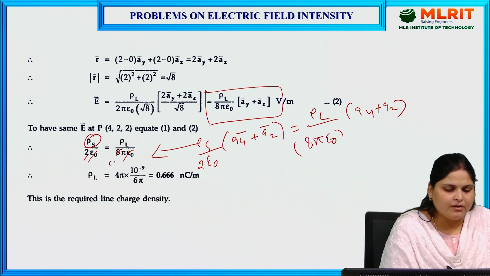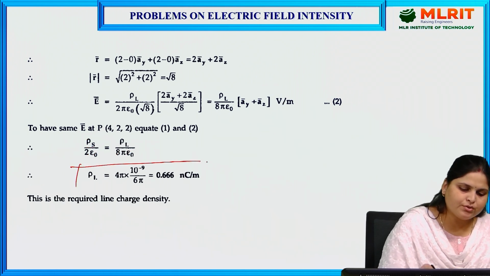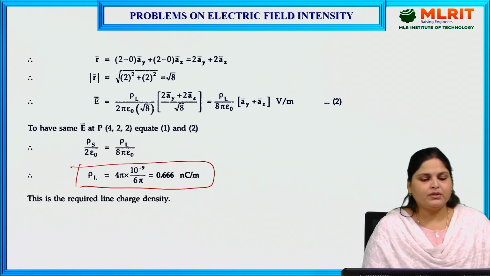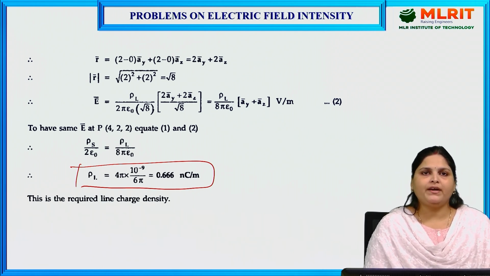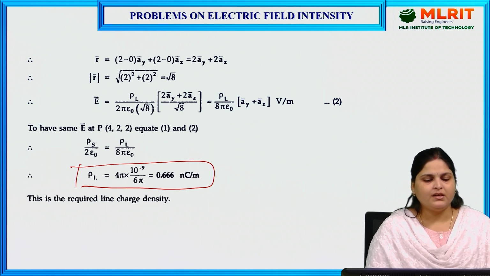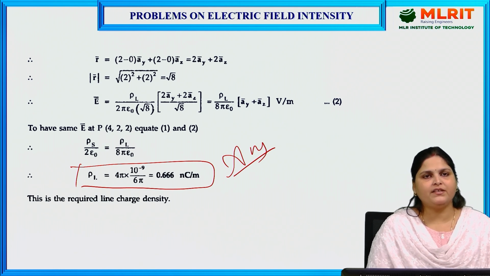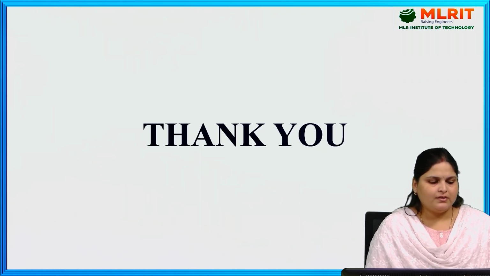This will be 4. So when we simplify, we get rho L is equal to 4 pi into 10 to the power minus 9 upon 6 pi, which is equal to 0.666 nanocoulomb per meter. That is what was asked in the question, the line charge density. Thank you so much.